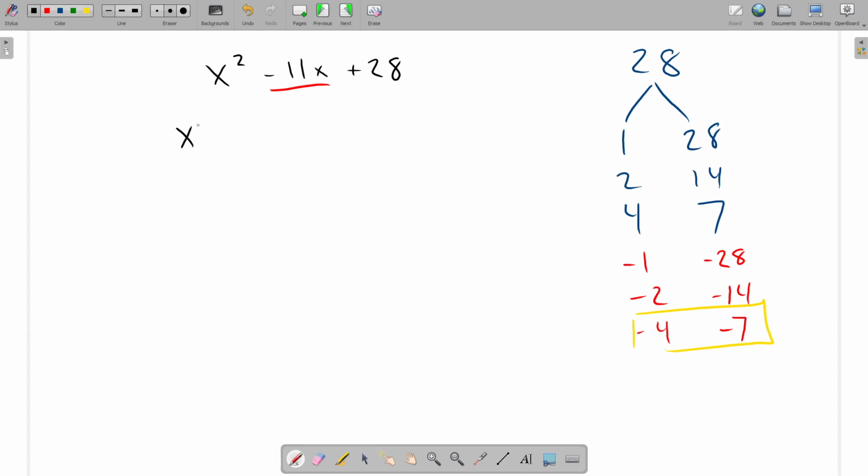So we can go ahead and rewrite our quadratic as a polynomial of 4 terms, and instead of writing negative 11x, we can write negative 4x and negative 7x. And I should say, it doesn't matter what order you write these two in, you'll end up with the same final answer. And then we still have plus 28.